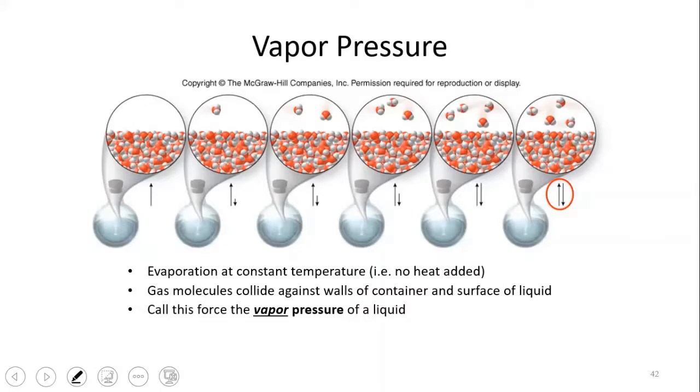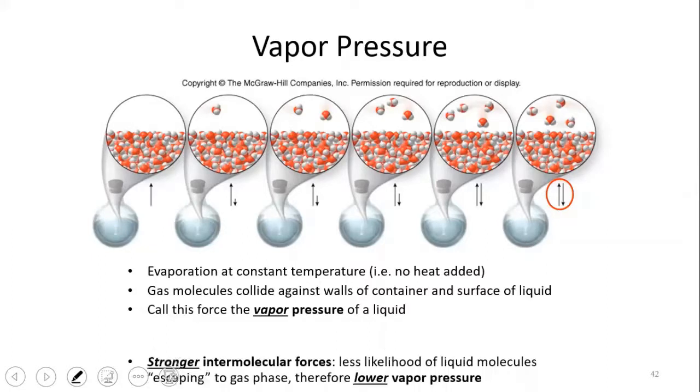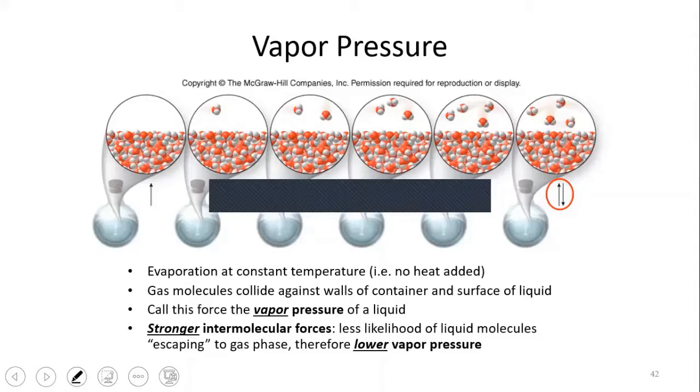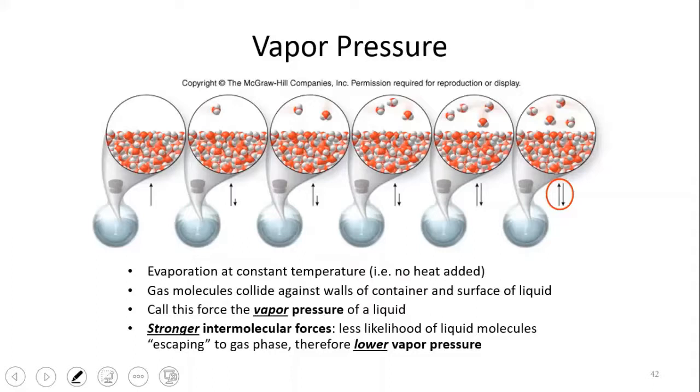So in other words, the thing that's going to affect this vapor pressure will be the number of molecules that are in the vapor phase. What does that have to do with our study? Well, remember, the stronger the intermolecular forces, the less likelihood of liquid molecules basically escaping into the gas phase because they're getting held into the liquid state or phase by stronger forces. And since stronger intermolecular forces give me less liquid molecules in the vapor phase, now what's going to happen is you're going to have a lower vapor pressure. Okay, everybody see that? So it's like an inverse relationship. Stronger intermolecular forces, lower vapor pressure.